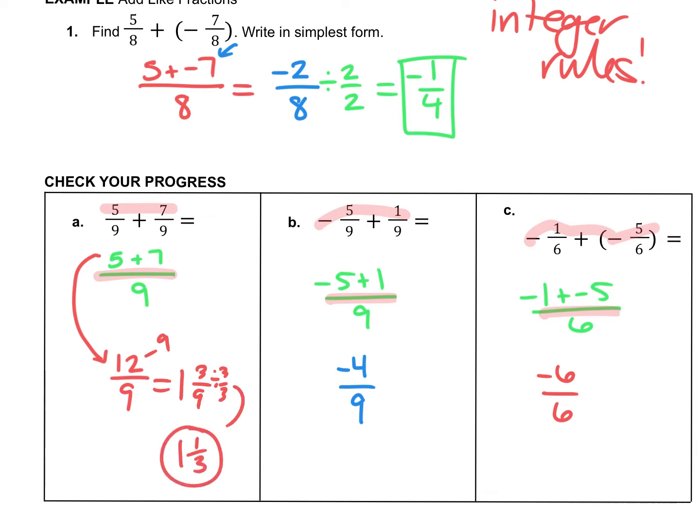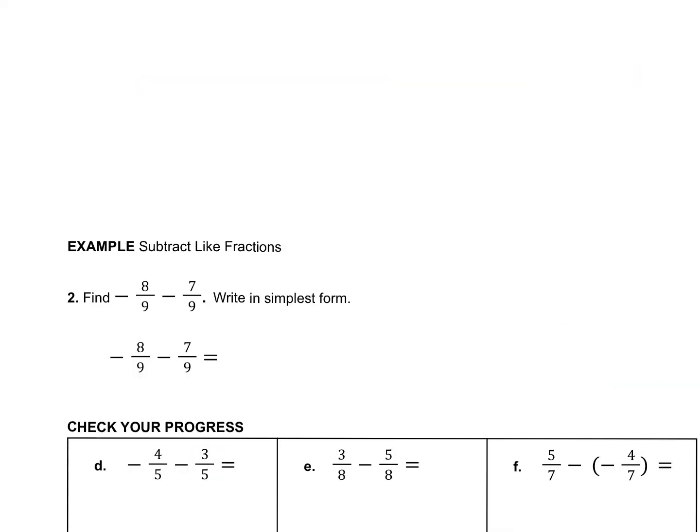The next one, we added -5 and 1, and that was -4, and that is already simplified because 4 and 9 don't share any factors. On the last one, we had -1 plus -5. That is -6. A -6 over 6. We have a negative divided by a positive. That is going to be a negative, and it's just 1 whole. -1 whole.